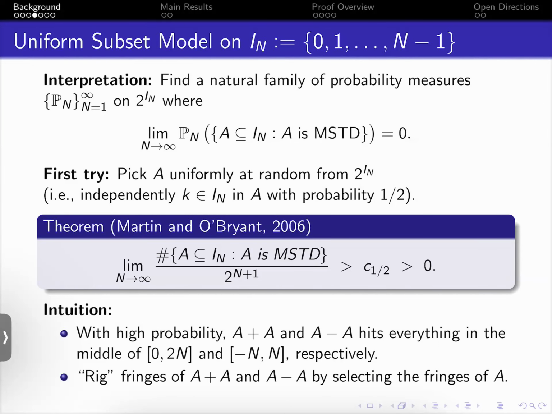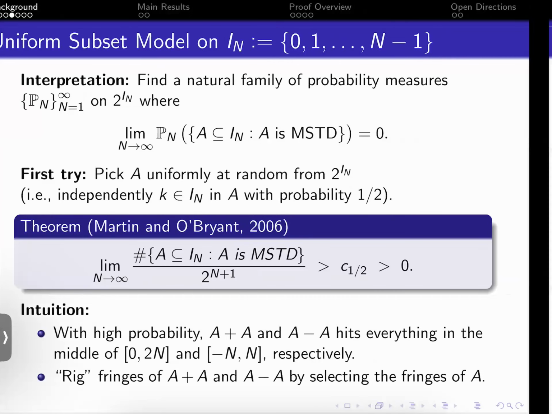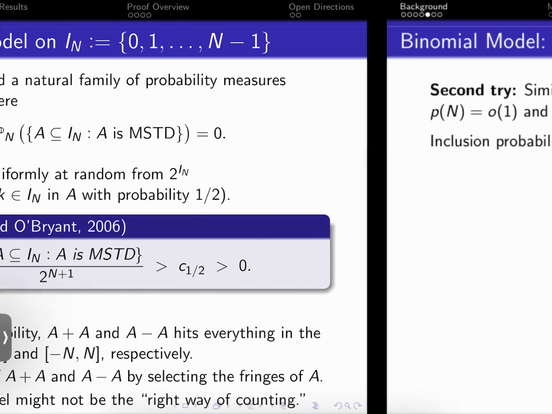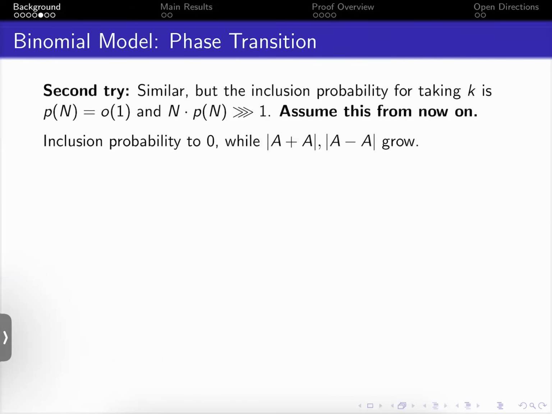So if we rig the fringes, we can definitely make a positive percent. So the question is, what's the right way of counting where we can no longer rig? We want to have fair set construction. And so this is suggesting that the uniform model may not be the right way. So the simplest generalization is, another way of looking at the uniform model was every element was chosen with probability 1/2. Well, let's still choose all the elements with the same probability, but let's no longer say that that probability is 1/2. Let's let that probability be P of n.